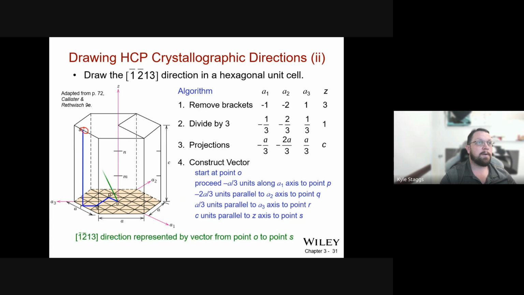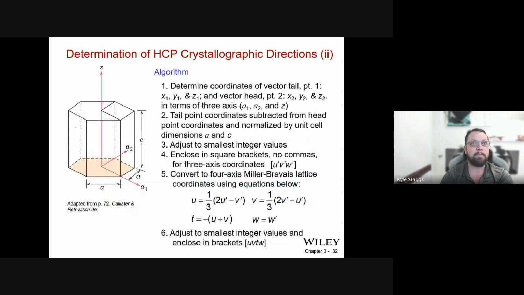And that is how we get our unit vector for the crystallographic direction: 1 bar, 2 bar, 1, 3. So that may seem sort of like voodoo, but walking through it step by step, it actually makes a degree of sense.